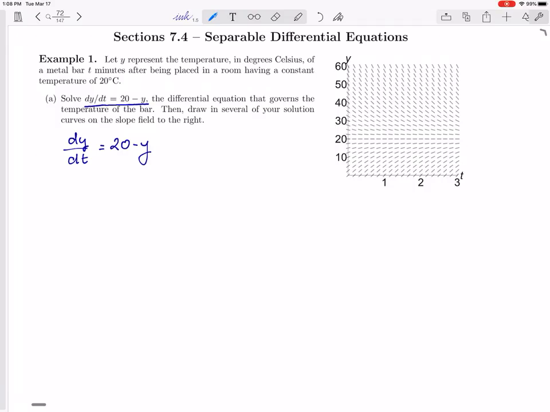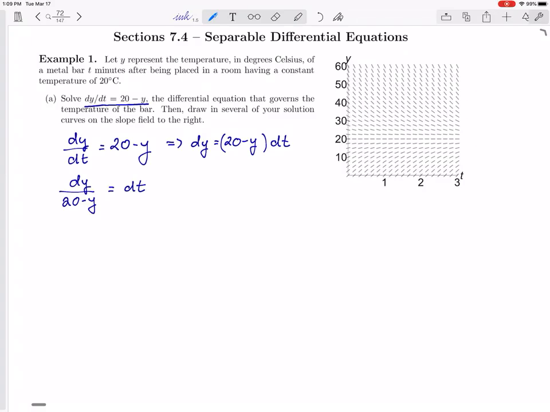We have two variables here, y and t, and the goal is to get all the y's on one side of the equation and all the t's on the other side. So our first step is to multiply by dt. That gives us dy is equal to 20 minus y, and then I multiply all of that by dt. Next, I bring the 20 minus y over to the other side by dividing. So I have dy divided by 20 minus y is equal to dt. So now our two variables are separated.